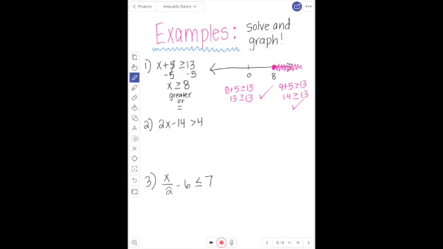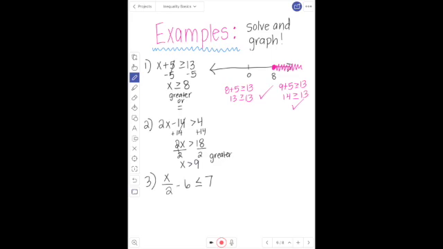All right, so for the next problem, we have 2x minus 14 is greater than 4. So we're going to start by adding 14, doing that inverse operation. So 2x, and I have 4 plus 14 is going to be 18. We're going to divide by 2. Now, we're not dividing by a negative, so that sign is going to stay the same. Remember, you only flip it if it's a negative. And so x is greater than 9.